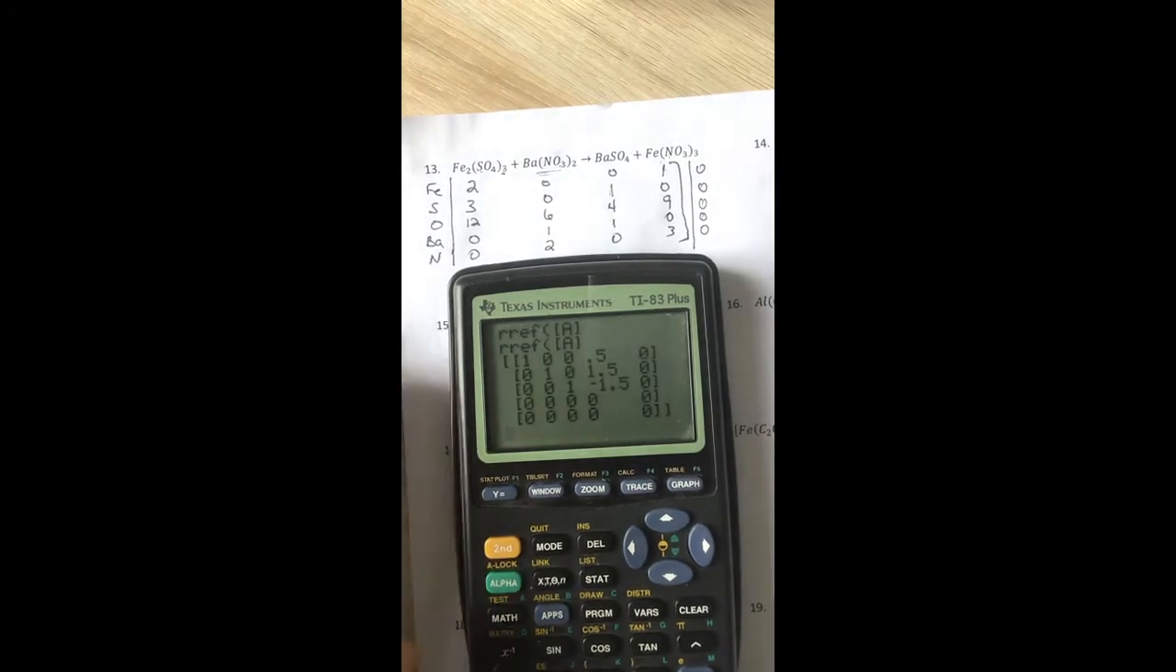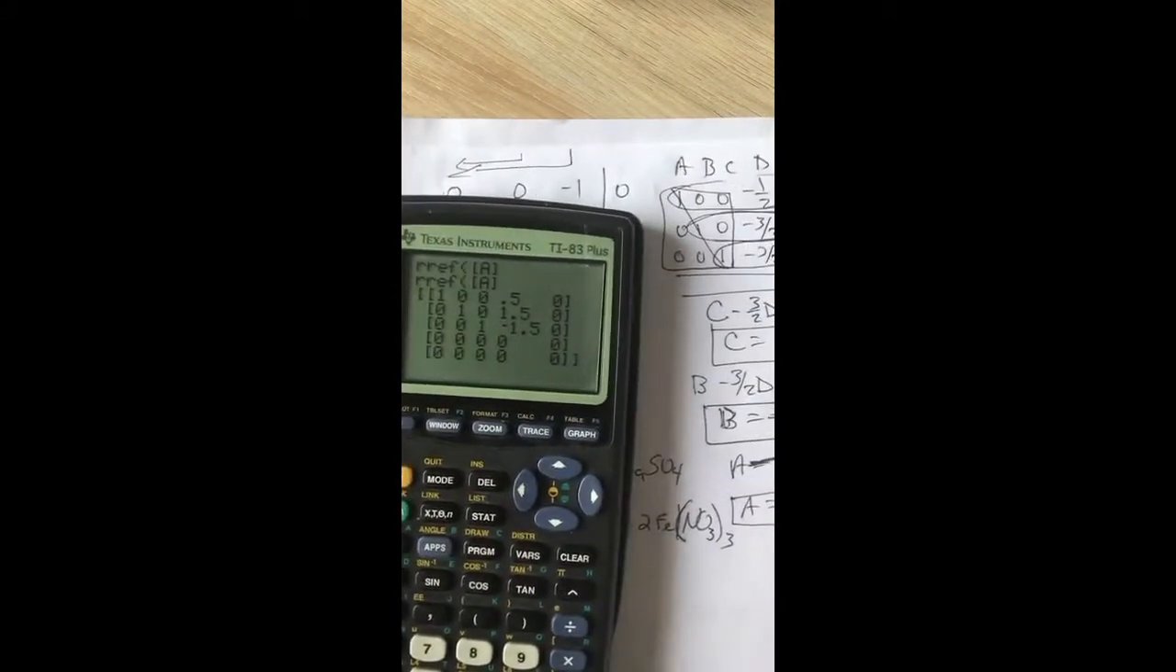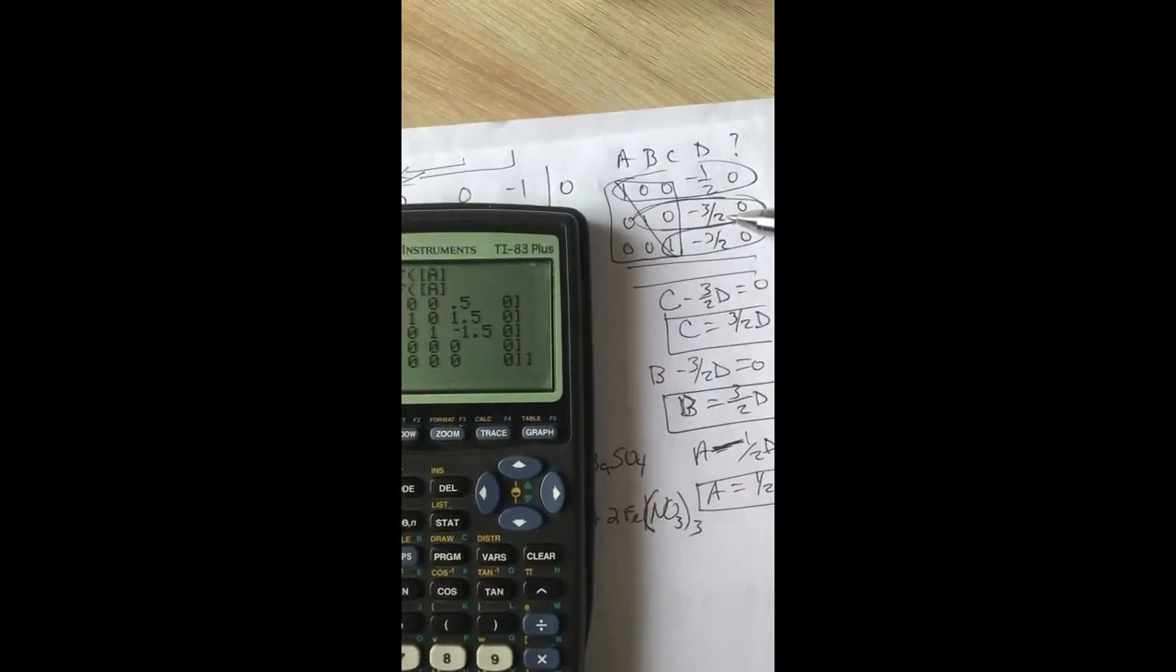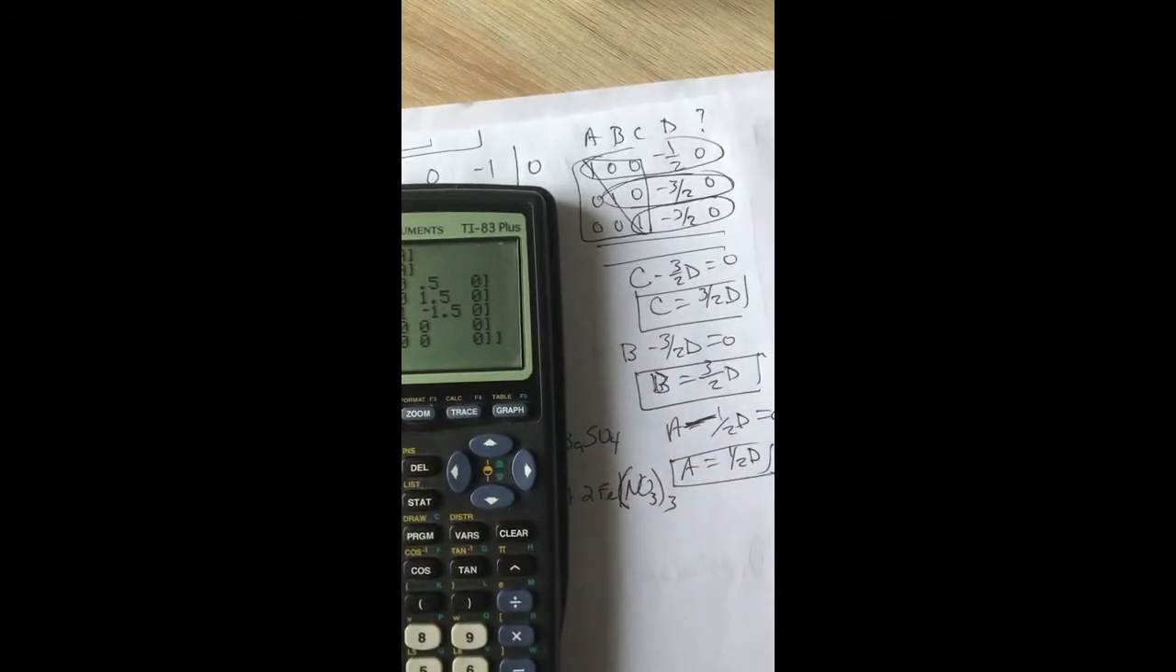So there goes what I had over here. So there's the matrix over there, and it turned out to be this one. So now we have what we did at the very beginning.